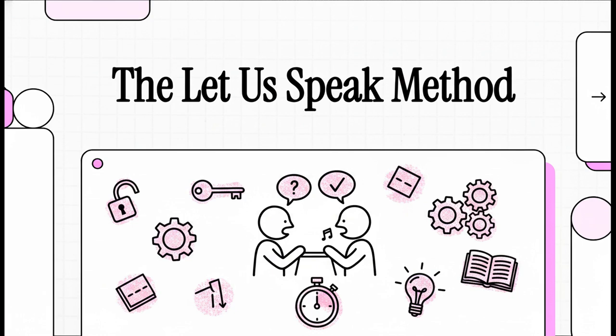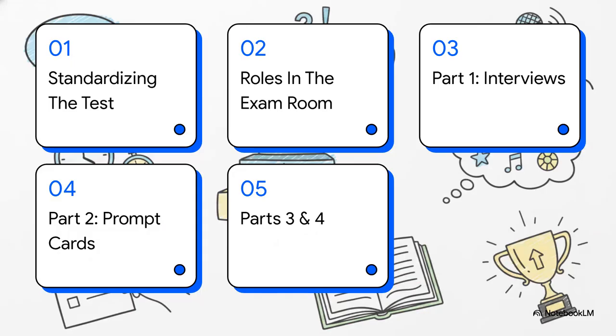But today, we're completely demystifying the exact structure of an A2 level English speaking test. We are going to look under the hood of the Let Us Speak method, which is this standardized framework designed specifically for European schools. By the time we wrap up this explainer, you're going to know exactly how these assessments work, literally down to the minute. Okay, let's dive into this.